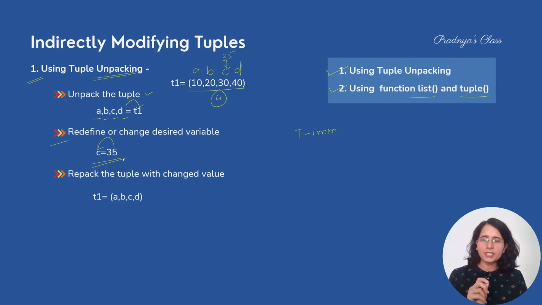Now after changing the value, again we will repack it. So it will be again a tuple. And you know how to create a tuple from values. We have to enclose the elements in the round bracket separated by comma. So again we got the tuple. So in this way we modified the value of one of the elements of the tuple, but that too indirectly. We cannot change it directly because tuple is immutable.